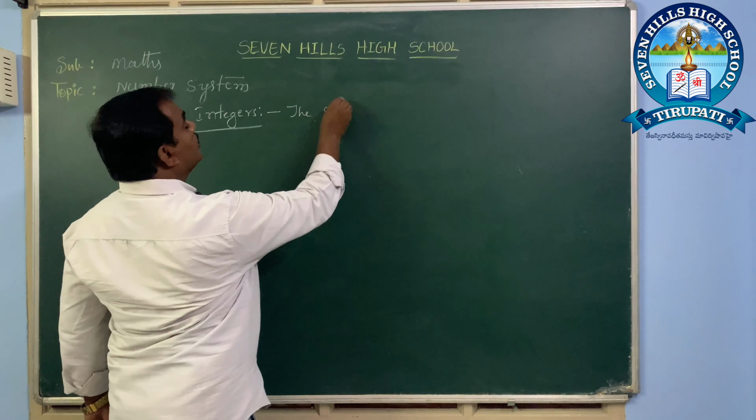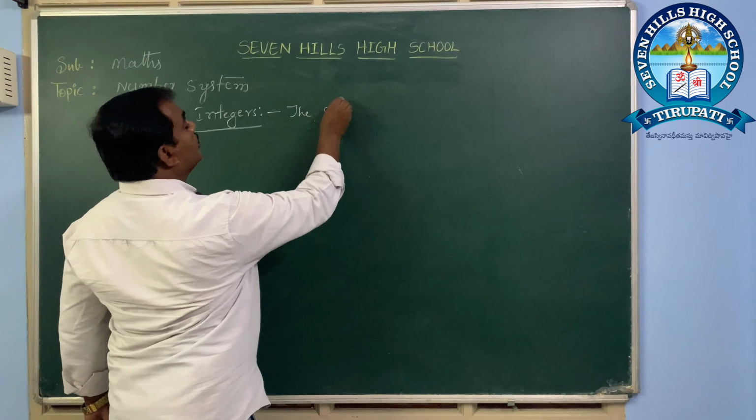So once again, the set of whole numbers and the negative numbers are called integers. The set of integers are denoted by the letter I or Z. Z is equal to ..., -3, -2, -1, 0, 1, 2, 3 and so on, like this. Next we can discuss rational numbers. What is meant by rational numbers?